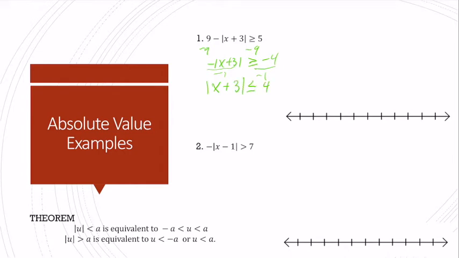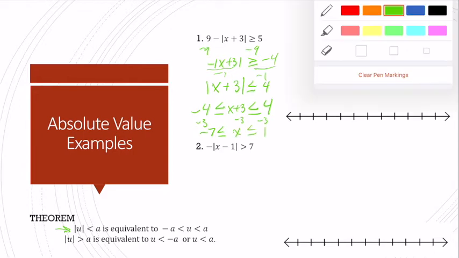Okay. So this is less than, so we're going to use and. That means -4 is less than or equal to x plus 3, which is less than or equal to 4. This is what our rule right here tells us. I'm going to go ahead and subtract 3 from both sides and the middle. That means -7 is less than or equal to x, which is less than or equal to 1.